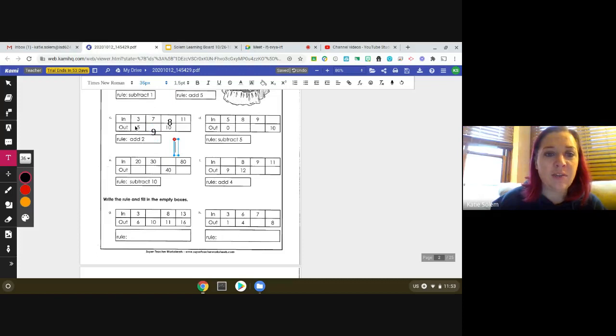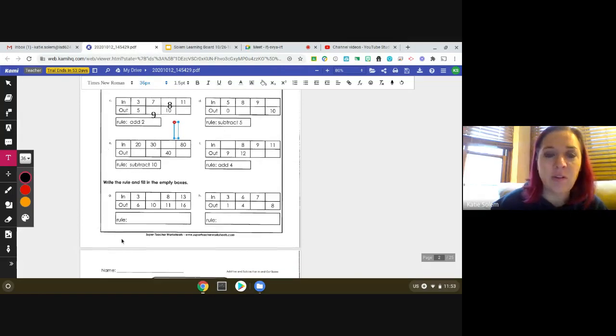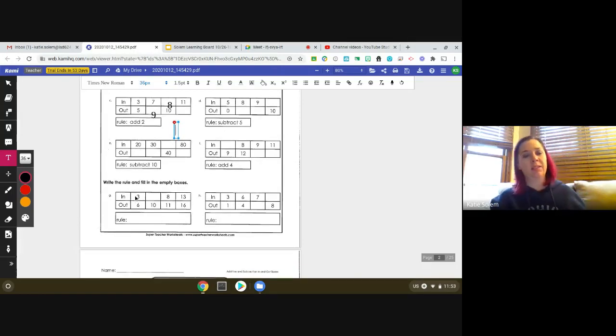Sometimes you have to figure out the number that goes in. Sometimes you have to figure out the number that came out. Sometimes you even have to figure out the rule. For example, if we look at this in and out box, 3 went in and 6 came out. 8 went in, 11 came out. 13 went in, 16 came out. Can we figure out what that rule is?